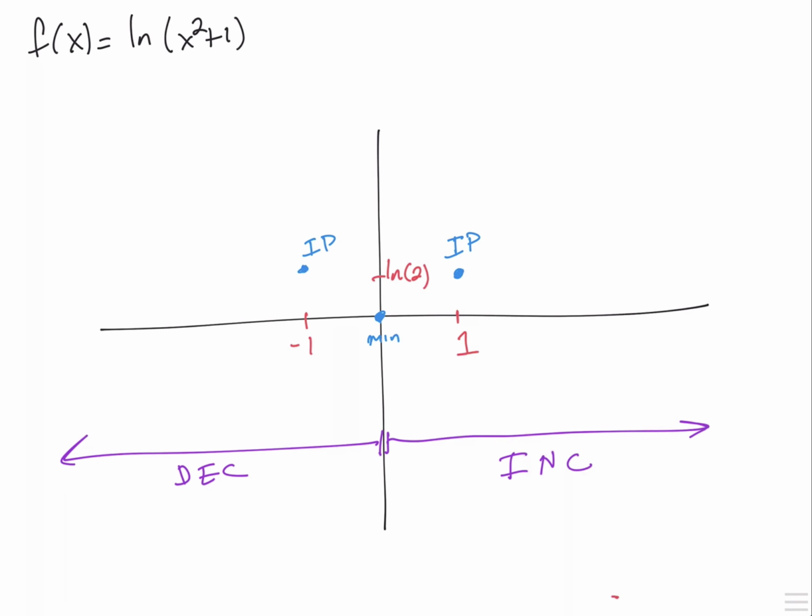Okay, so then let's write down. What's the concavity between -1 and 1? What's the concavity? Concave up. And then after 1, it's going to be concave down, right? And then before -1, it's also going to be concave down. Is that what we found?